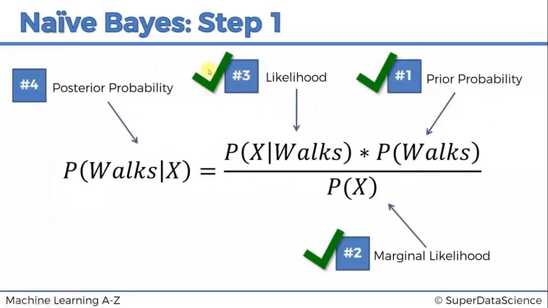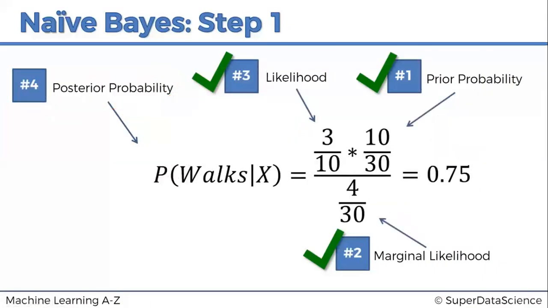So now if we plug all that in, the likelihood is done. If we plug all of that in, we'll get our posterior probability. So 3 over 10 times 10 over 30 and divided by 4 over 30. If we calculate that, it'll give us 0.75. 75% is the probability that somebody that we put into the place where we're putting X should be classified as a person who walks to work.